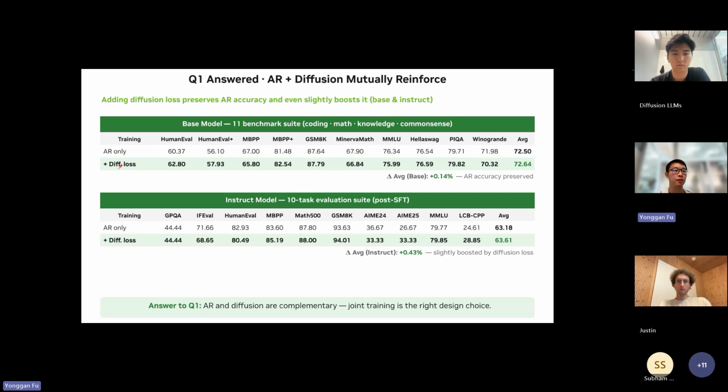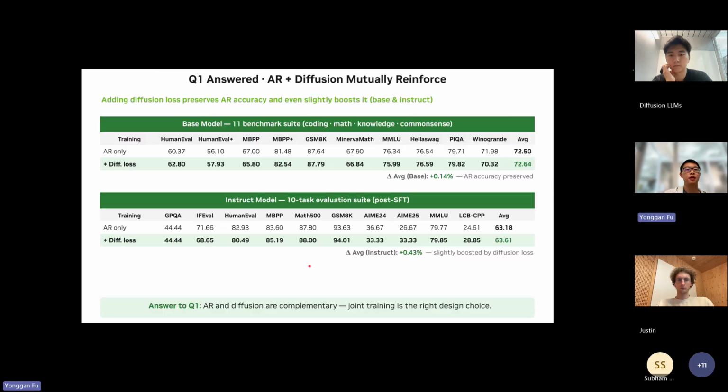You can see for both the base model and the SFT setting, after introducing the diffusion loss, they can maintain the AR accuracy across all benchmarks and even slightly boost it by up to, on average, 0.4%. So it seems that diffusion loss can maintain or even boost the AR accuracy as well. This answers the question of the relationship between AR and diffusion objectives. We find that when properly trained with the correct scheme, they can be complementary instead of competing for capacity. So our vision is that we should always keep the two losses for the same model, even if we want to emphasize parallel decoding.